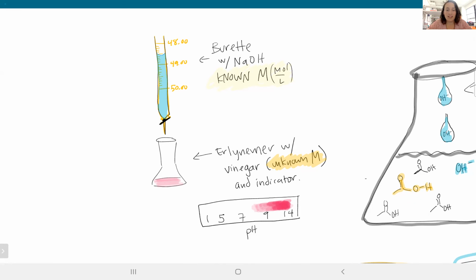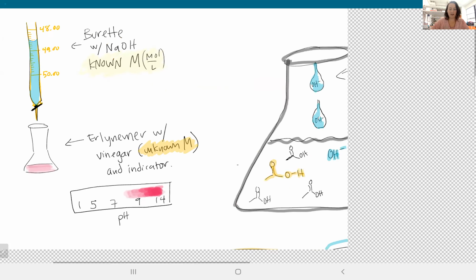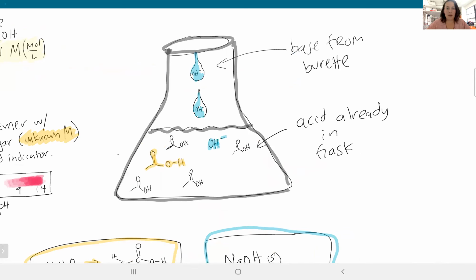Okay, so this is a pH scale of the indicator. Phenolphthalein at about pH 8-ish turns a very faint pink, and the more basic the pH of the solution goes, the darker pink it is. Okay. So as you're titrating in, let's see what's going on in your flask. In the bulk of the solution in the Erlenmeyer, you've got all those acetic acid molecules.